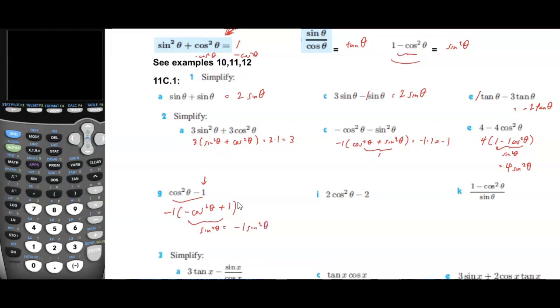Another thing I could do, like I said, was I could replace this with the Pythagorean identity. So that would be equal to cosine squared theta minus sine squared theta plus cosine squared theta. So I would distribute the negative sign to each one, and I would have cosine squared minus sine squared theta minus cosine squared theta, and you can see I would end up with negative sine squared theta also, okay?